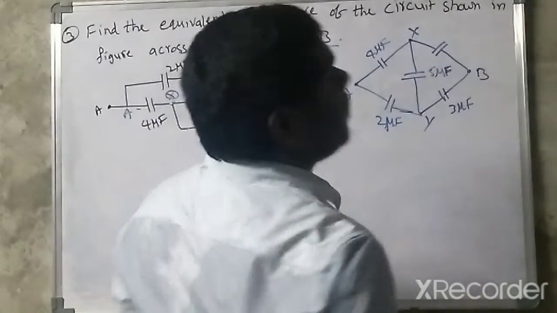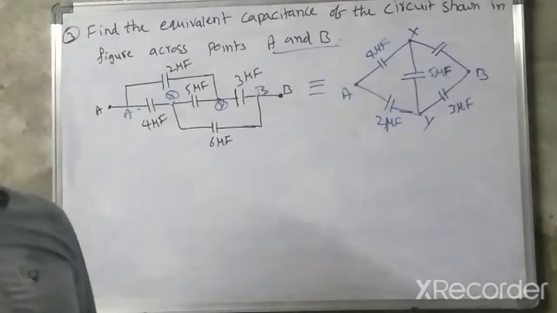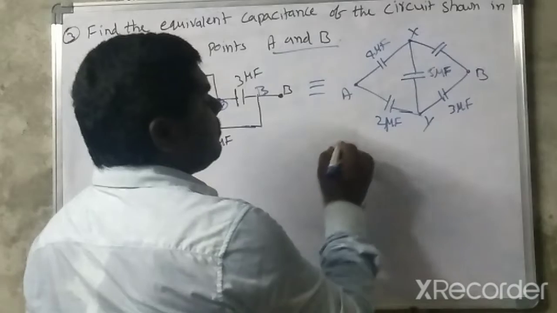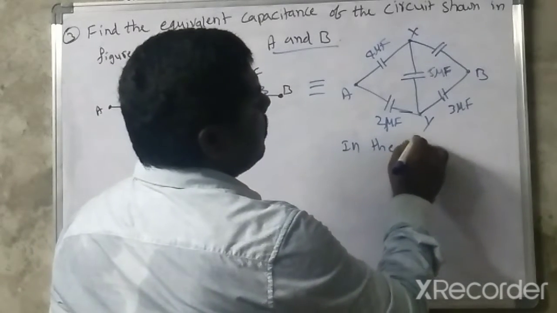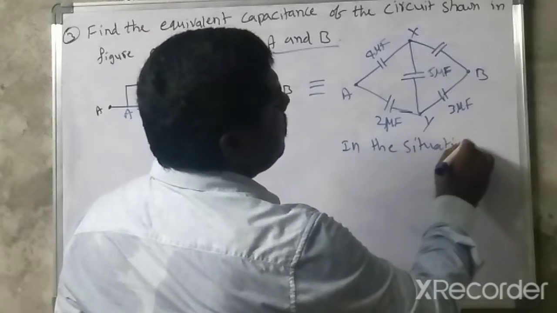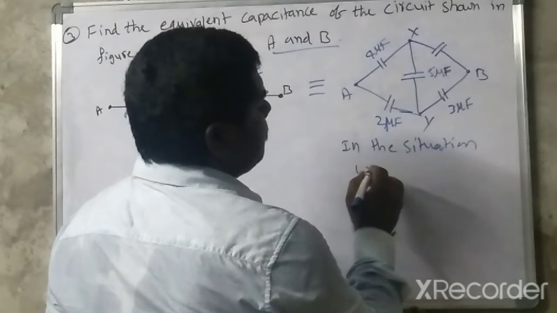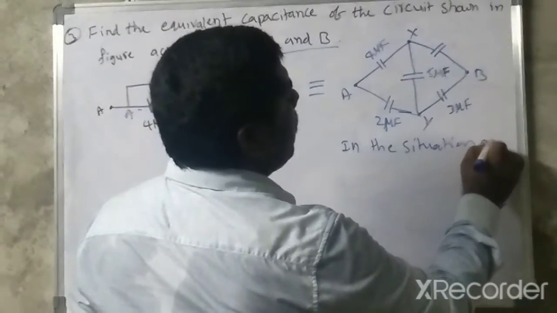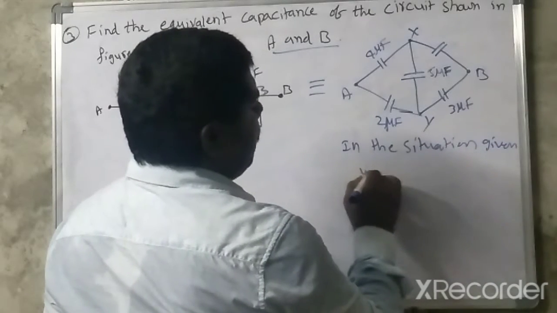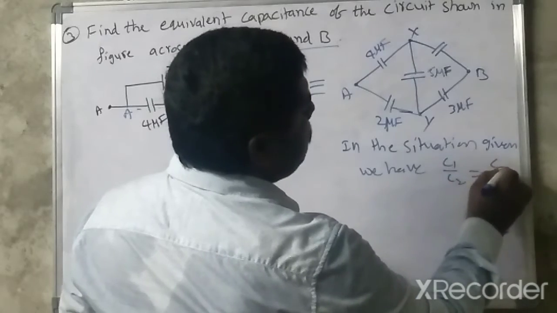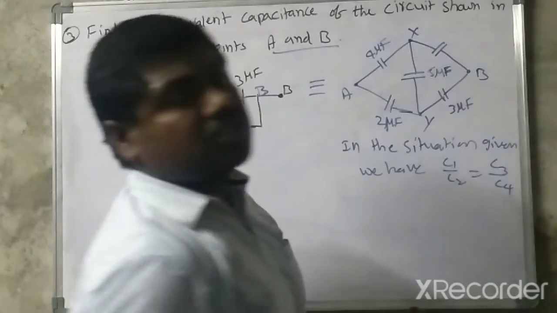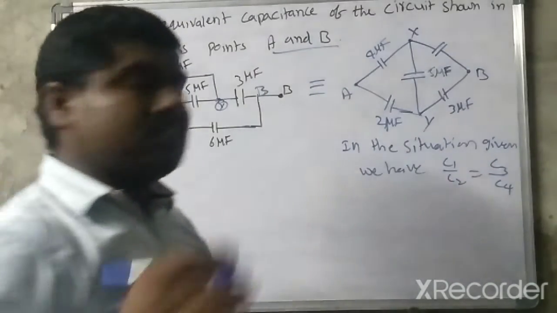So already we know that in the situation given we have C1 by C2 is equal to C3 by C4 according to the Wheatstone bridge or bridge balancing method.